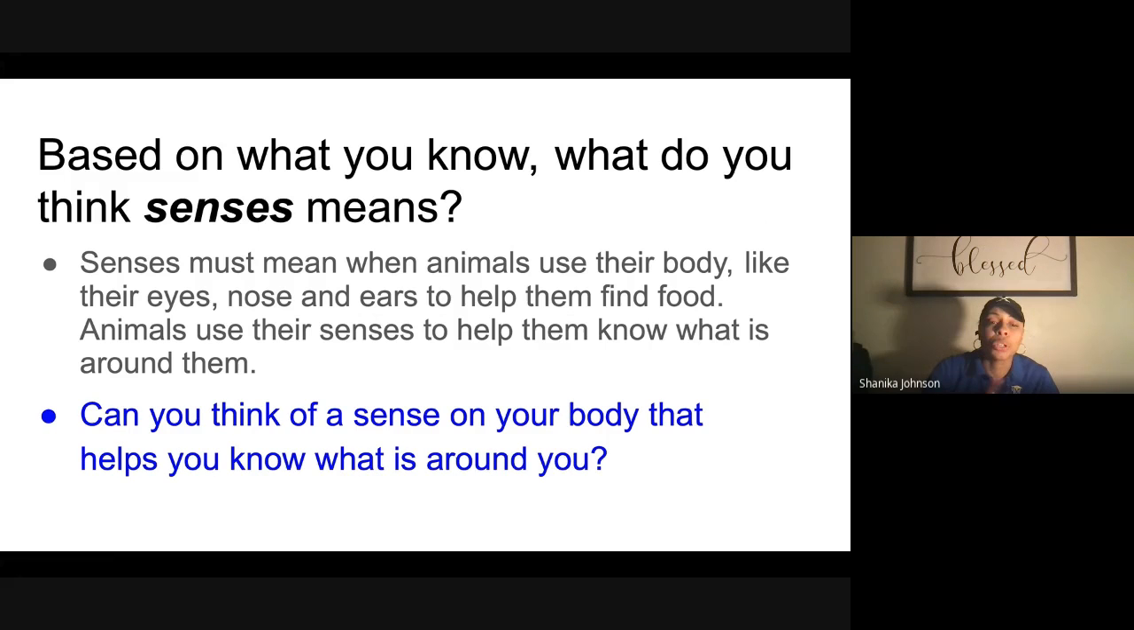Can you think of a sense on your body that helps you know what is around you? What is something on your body that helps you know what is around you? Think about what you use. Some of you may have said, I use my eyes to see what is around me. Some of us could have said, I use my nose. You might walk in a bakery and say, that smells like cookies. So now you know that there are cookies around you. Some of you could have said, I use my hands to figure out what is around me.